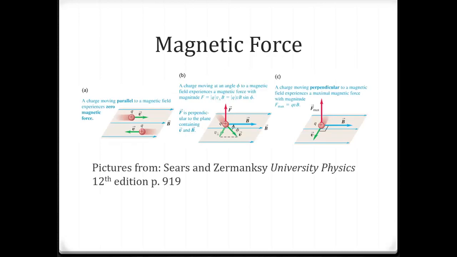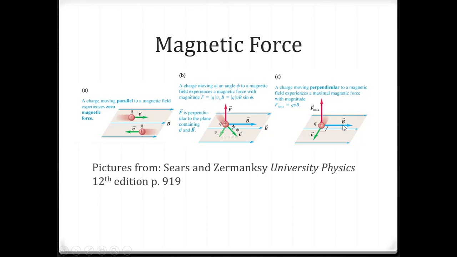Let's look at this. Here we have a charged particle moving parallel or anti-parallel to the magnetic field, so in the same direction or the opposite direction. It experiences no force. Here we have a particle that's moving across the magnetic field, not perpendicular. So here we have a force which would be perpendicular to the magnetic field and the velocity. And here we have velocity perpendicular to the magnetic field, and in this case the force would be perpendicular and be the largest. The magnitude of that force would be Q times V times B in this case.